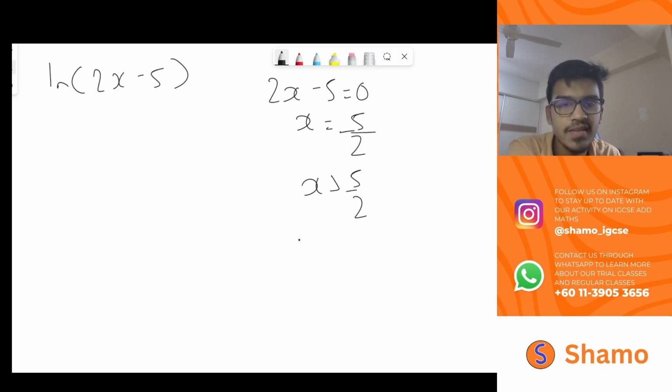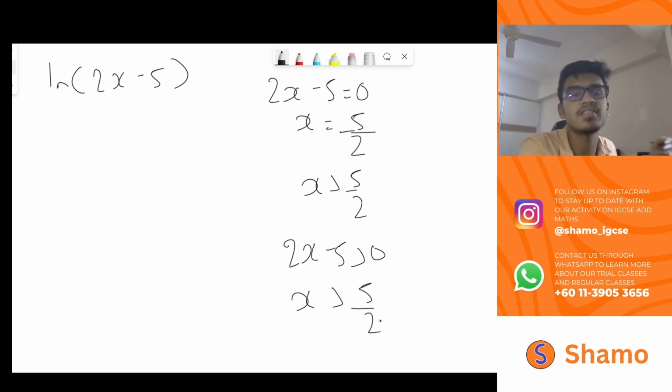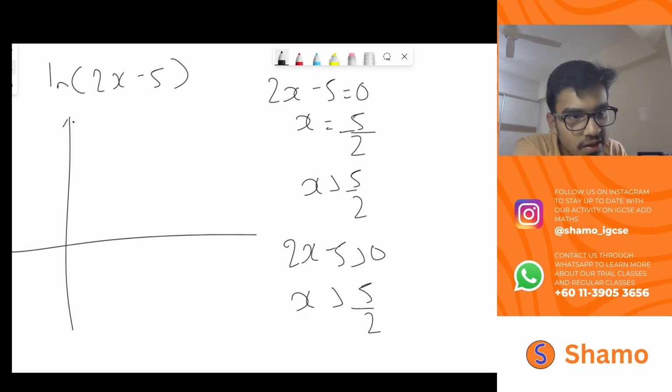Or okay, if this doesn't make sense to you, 2x minus 5 should only be positive because the argument can only be positive, so x must be greater than 5 over 2. It means 5 over 2 is our asymptote. So graph, okay, here is y, here is x. We have y is equal to 5 over 2 as our asymptote.